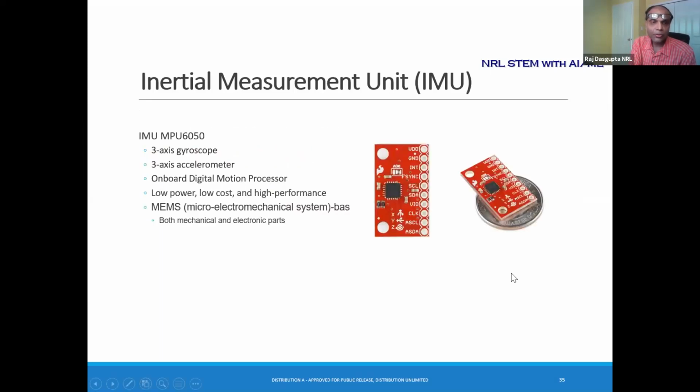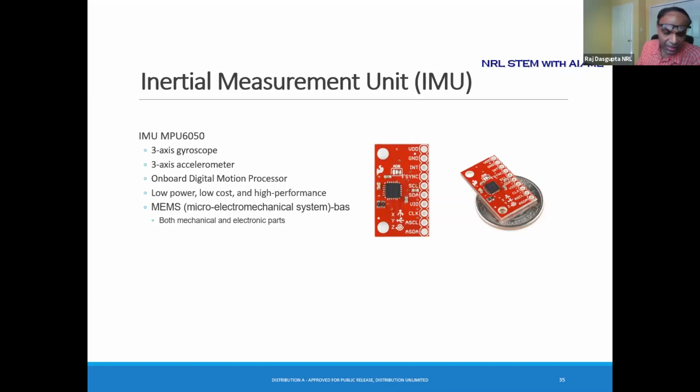Okay, trying to go one slide down. So this is the IMU sensor that we have on our robot. You cannot just see it directly here. It's under the board somewhere. But basically on the slide, I'm showing the exact IMU sensor that we have on this. It's the MPU 6050 board.